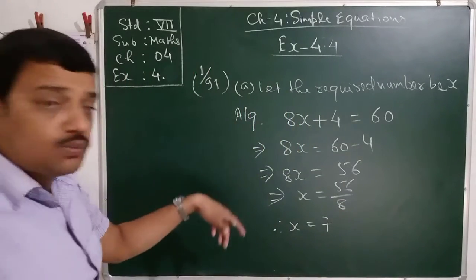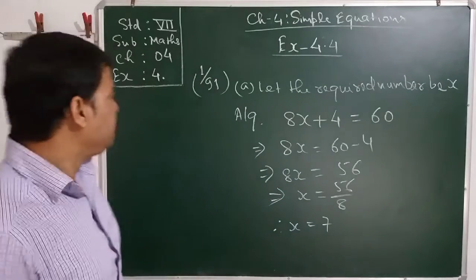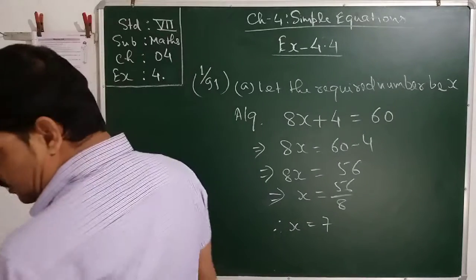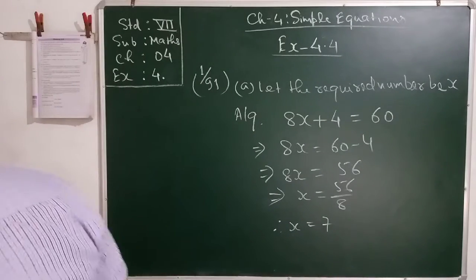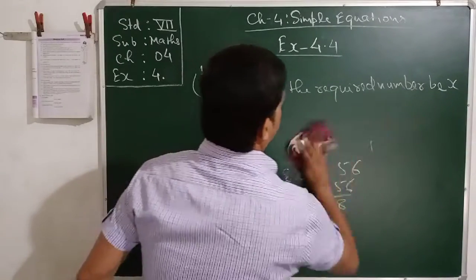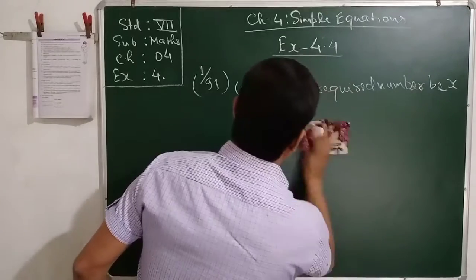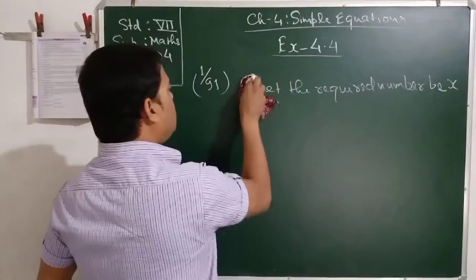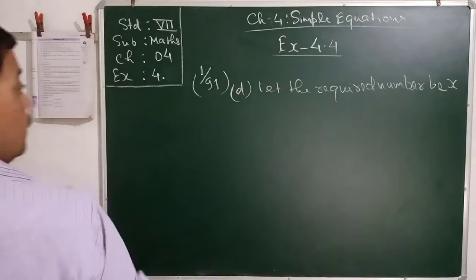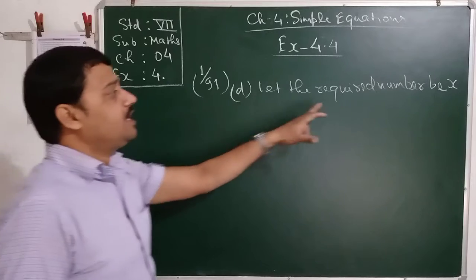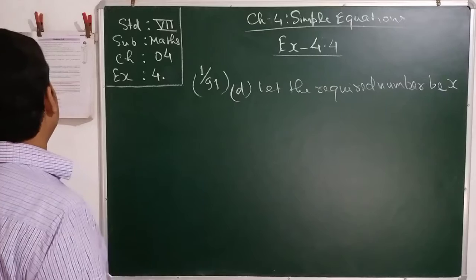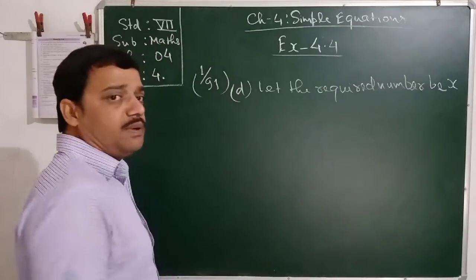As I have solved the first one, similarly you can go for B, C and D also. Let me look at another sum also. Let me describe the D number. In the D number also we need to write the same statement. Let the required number be x. In the D number it is asked: when I subtract 11 from twice a number, the result is 15.